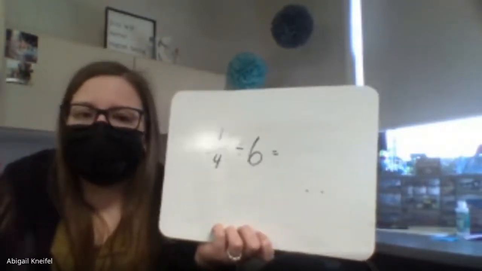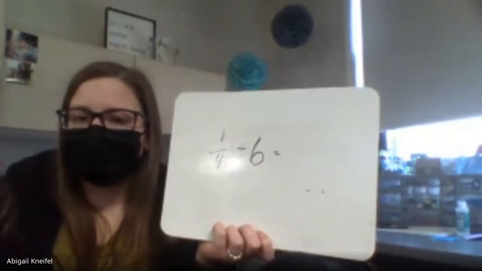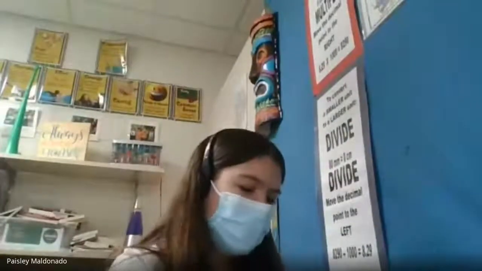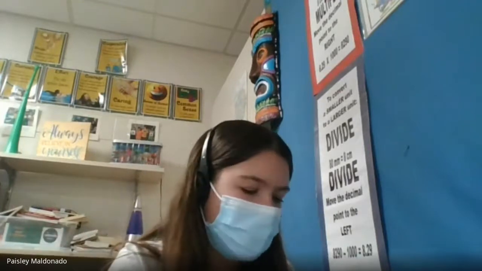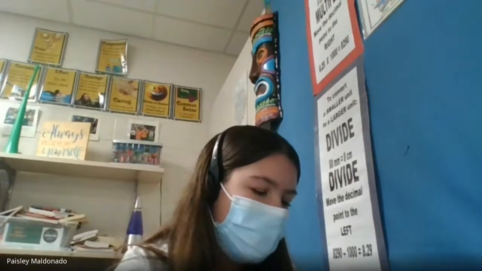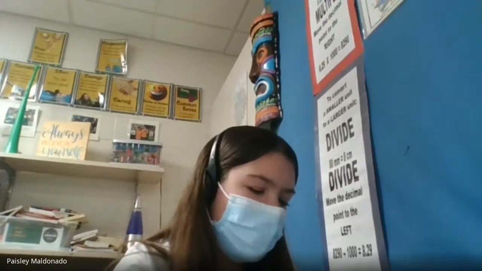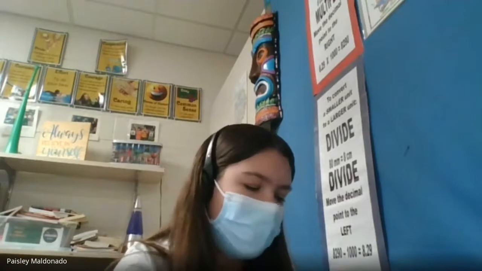Paisley, you want to walk us through it? So, you're going to leave 1/4 and you're going to change your division sign to a multiplication sign because of the multiplicative inverse. And then you're going to flip the whole number. So it's going to be 1/6 instead of 6/1, because 6 equals 6/1. And then you're going to do 6 times 4, your denominators, and that equals 24. And then you're going to multiply your numerators, 1 times 1, and that equals 1. And your answer is 1/24.